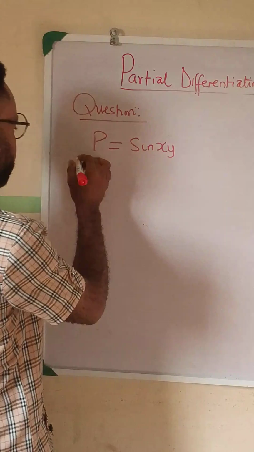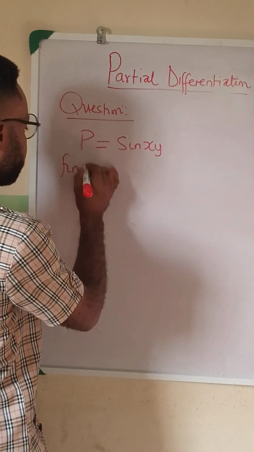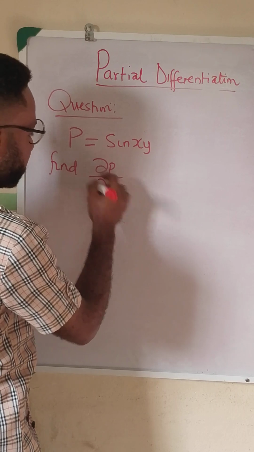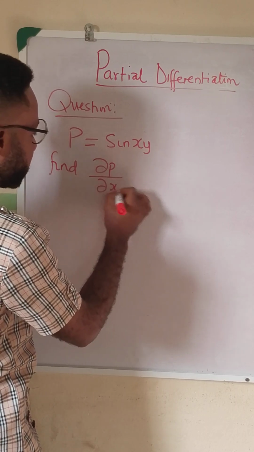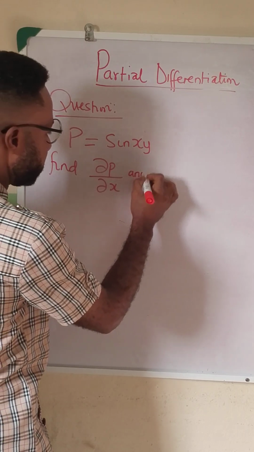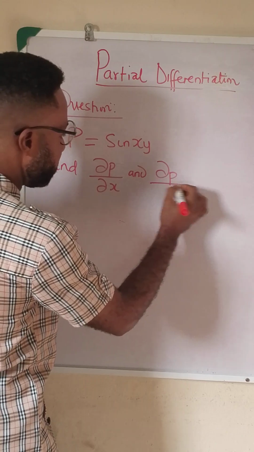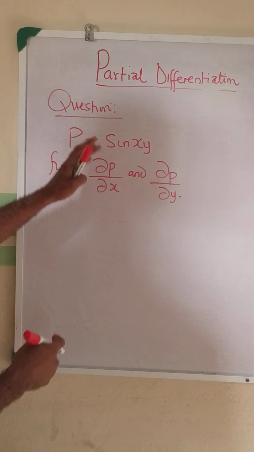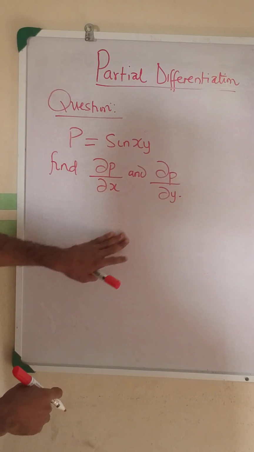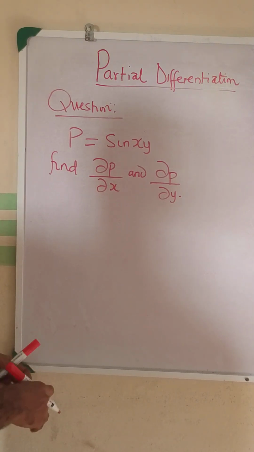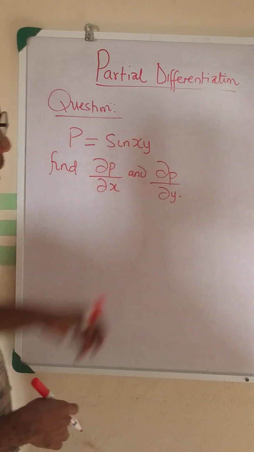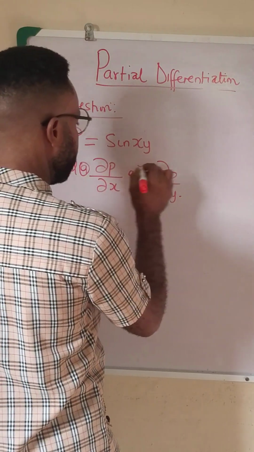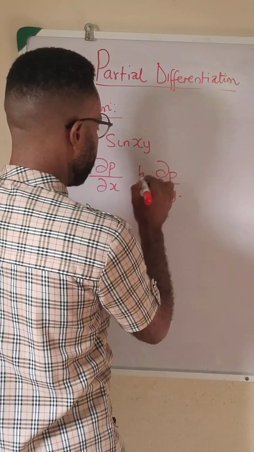For this question, we are asked to find the change in p, the partial derivative of p with respect to x, and the partial derivative of p with respect to y. So that is what we're asked to determine here. We are going to use function of a function, because this is sine and this is xy. So this can be our a and this will be b.